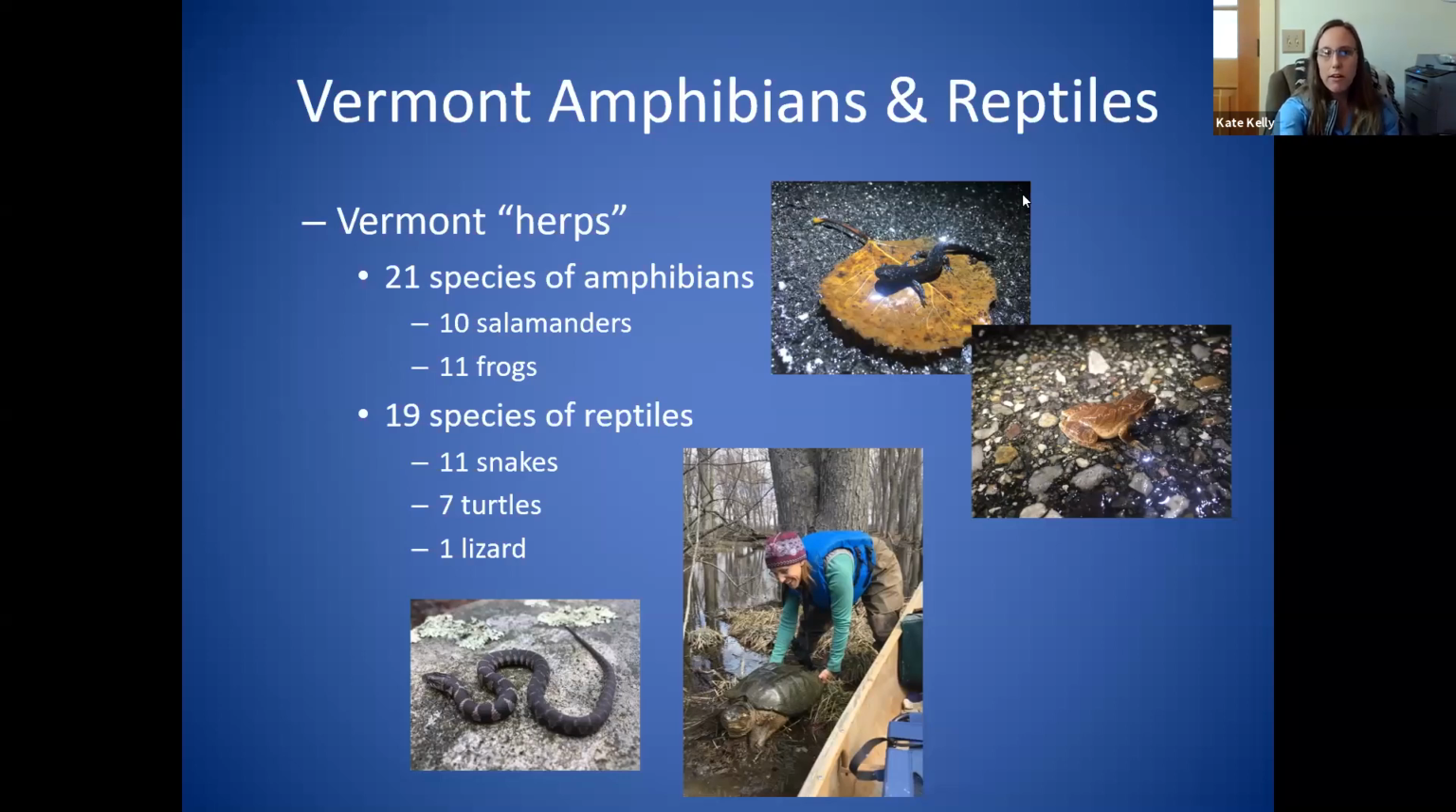So the salamander here is a little blue spotted salamander. And this is one that I'm sure you've heard, but maybe haven't seen too much, a spring peeper. Very noisy frog this time of year. We hear a lot of them in lots of choruses happening out there of spring peepers this time of year. And then there are 19 species of reptiles here in Vermont. So we have 11 species of snakes, 7 species of turtles, and 1 lizard.